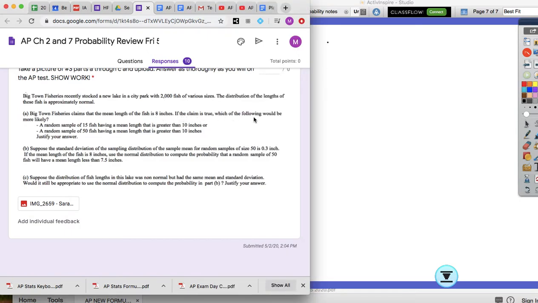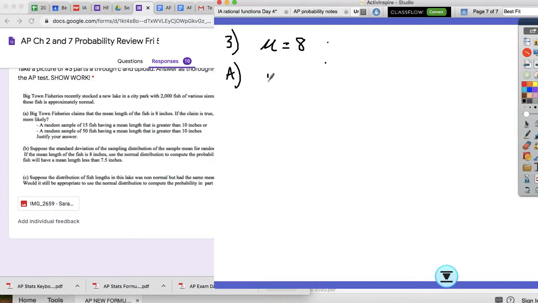If the claim is true, which of the following would be more likely? A random sample of 15 fish with a mean length greater than 10 inches. So a sample mean greater than 10 inches. Or a sample of 50 fish having an average greater than 10 inches.